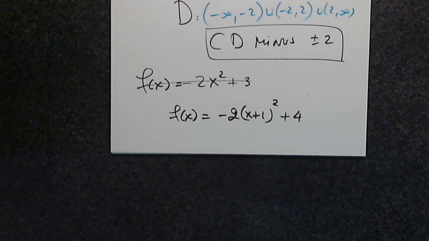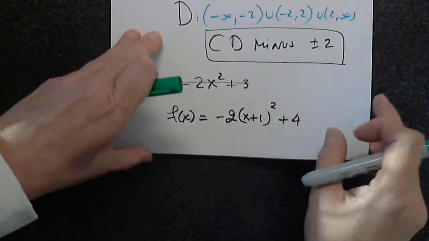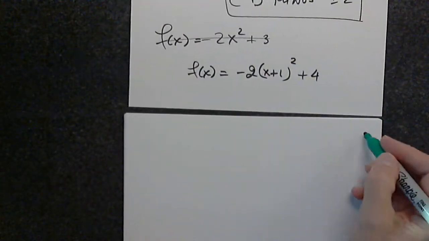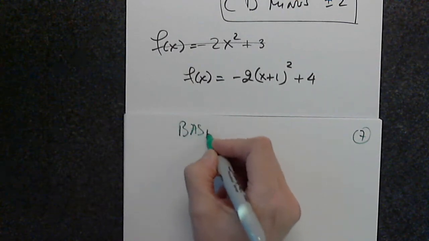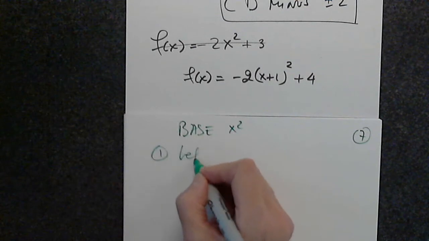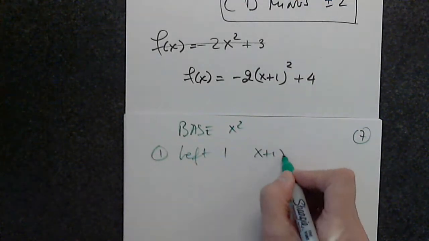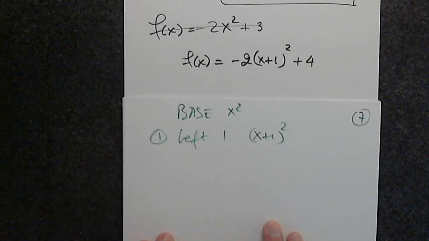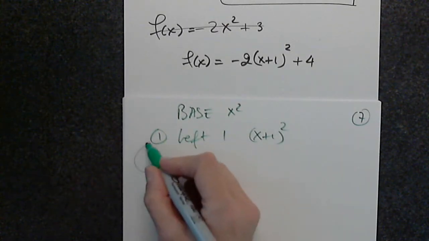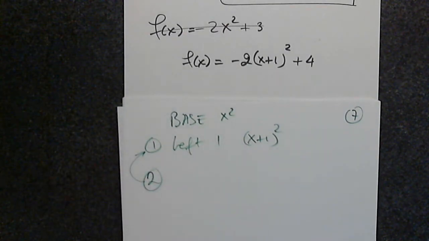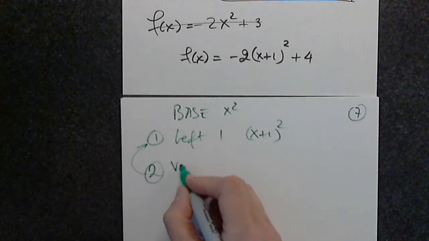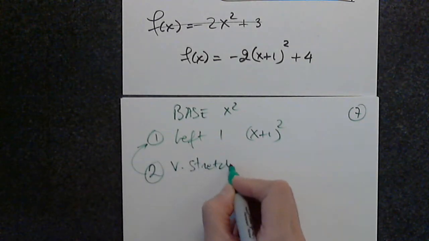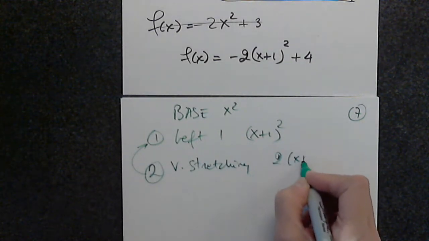Okay, so what is the base function? Good. What is the first transformation in order of operations? Very good. So the base is x squared. Left 1, because it's x plus 1 squared. Great job. Second transformation is a transformation on the function from 1. Very good. Stretching. Yes. Vertical stretching to x plus 1 squared.